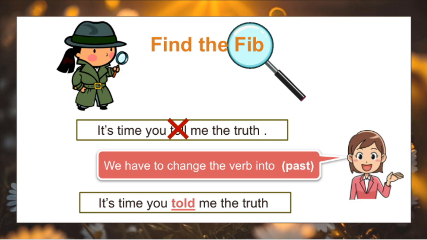Finally, the slide says, find the fib. This is a fun way to reinforce our understanding. It's a little game, spot the mistake or the inconsistency in the sentences. By doing this, we're practicing how to identify correct and incorrect tense usage, which is essential for effective communication. Throughout this, remember that mastering tense changes helps us tell stories more accurately and understand others better. So, keep an eye out for these subtle shifts. They're key to becoming more fluent and precise in your English.